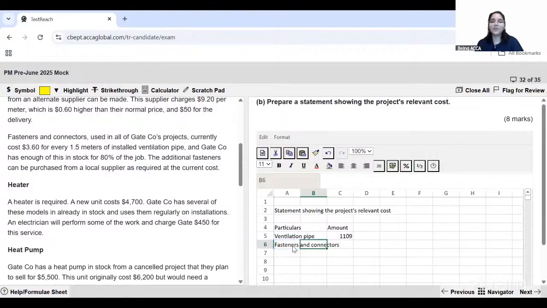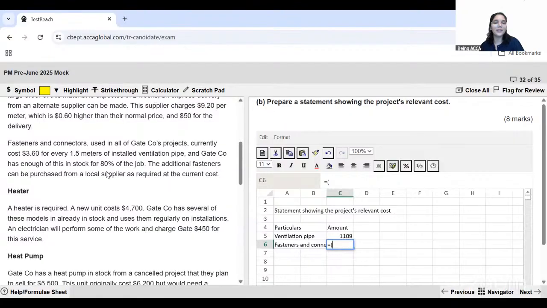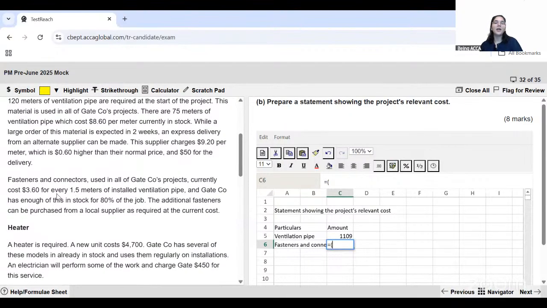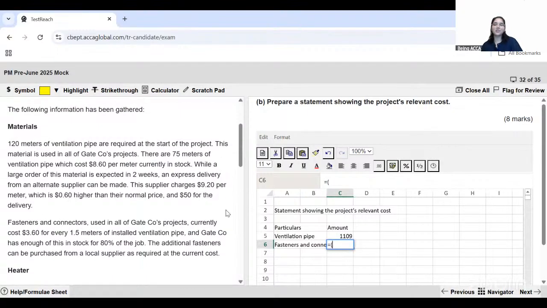So with respect to fasteners and connectors, how much is going to be my requirement in the first place? It's required for every 1.5 meters of installed ventilation pipe. So 120 divided by 1.5 is what we are going to need. And per unit, this costs you 3.6. So this is what is going to be considered as the relevant cost when it pertains to the fasteners and the connectors. Then let's read further about heaters.